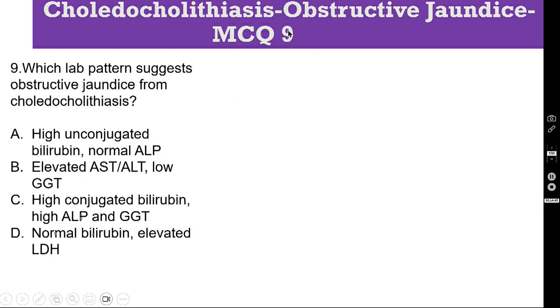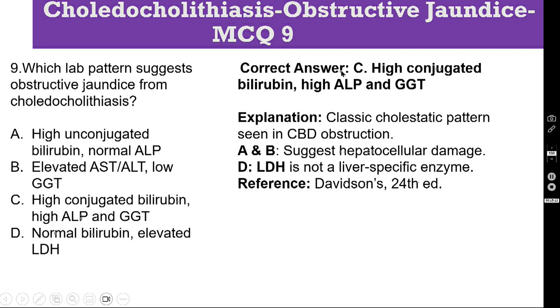Coming to MCQ number 9. Which lab pattern suggests obstructive jaundice from choledocholithiasis? A. High unconjugated bilirubin, normal ALP. B. Elevated AST and ALT, low GGT. C. High conjugated bilirubin, high ALP and GGT. Yes, this is the correct one. D. Normal bilirubin, elevated LDH. The correct answer, I told you, is C.